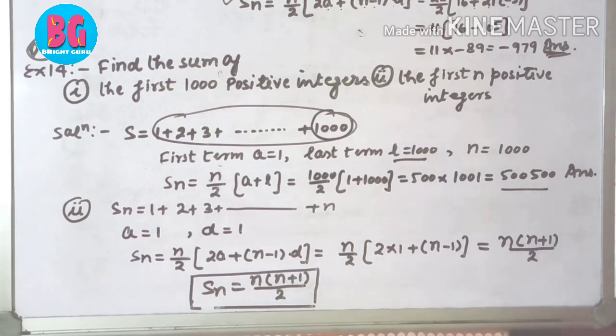It is a very important relation. If we want to obtain the summation of the first n natural numbers, the formula is Sn is equal to n (n plus 1) by 2.